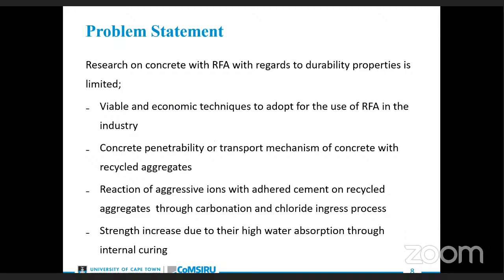Now, my problem statement is structured on research on concrete with RFA in regard to durability properties: that bulk of knowledge is very limited, and it is limited in regard to viability and economic techniques that could be adopted for the use of RFA in the industry. It is also limited in concrete penetrability or transport mechanisms of concrete with recycled fine aggregates, the reaction of aggressive ions with adhered cement on recycled aggregates through carbonation and chloride ingress processes, and strength increase due to their high water absorption through internal curing.